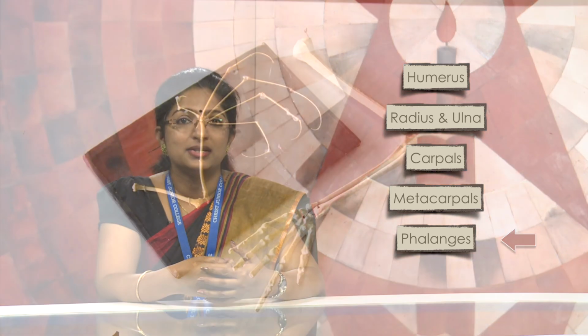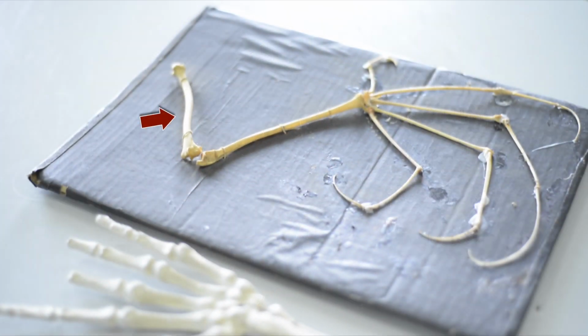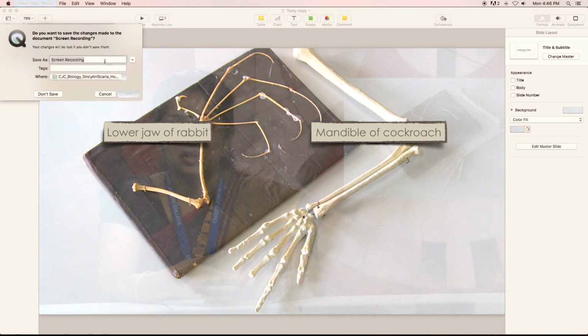Now, look at the skeleton of the forelimb of bat. Here also you can see the same segments, that is, the upper arm is represented by humerus, the forearm is represented by radius and ulna, the wrist is carpals, the palm is represented by metacarpals, and the digits are represented by phalanges. In both the skeletons of the forelimbs of man and bat, all these 5 segments are recognizable. Their positions are the same.